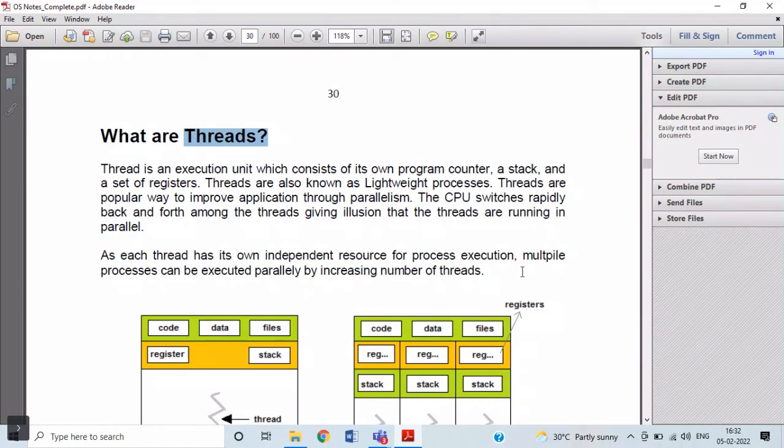Whenever a process is divided into many pieces, those are called threads. Why divide the process? In order to attain parallel or concurrent execution, we divide the process into many threads. Threads are called lightweight processes, and each has its own program counter, a stack, and a set of registers. The CPU switches rapidly back and forth among the threads, giving the illusion that the threads are running in parallel.